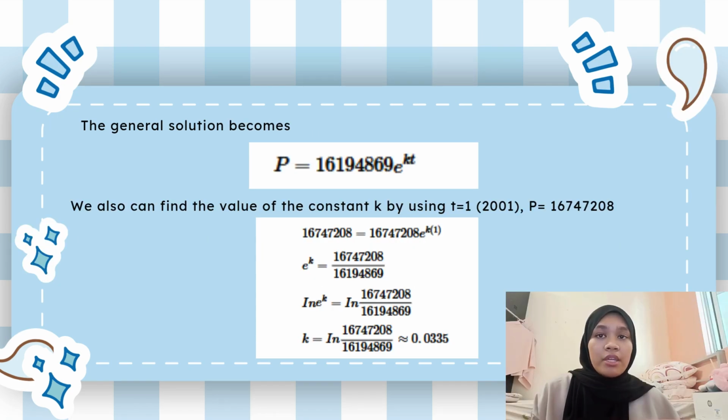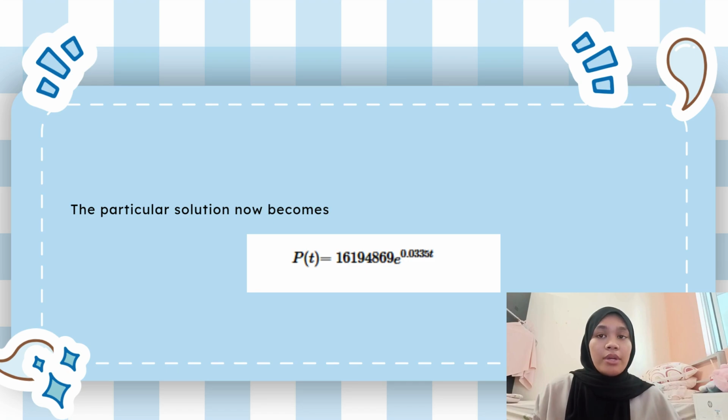And we can come up with a general solution that becomes P equals 16194869 e to the power of kt. And then we find the value of constant k by using the next year, which is 2001. And then we are able to come up with a particular solution, which is P(t) equals 16194869 e to the power of 0.0335t.